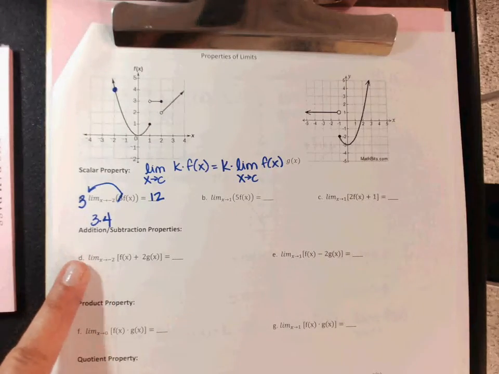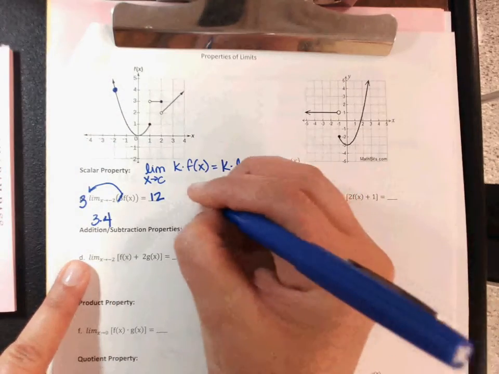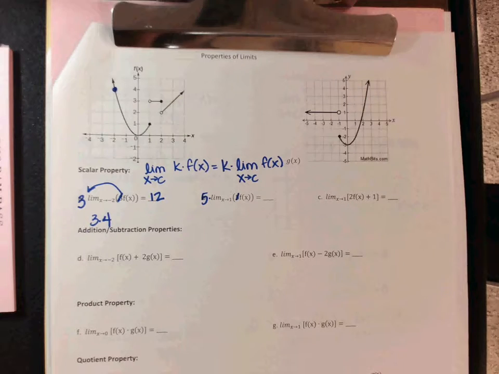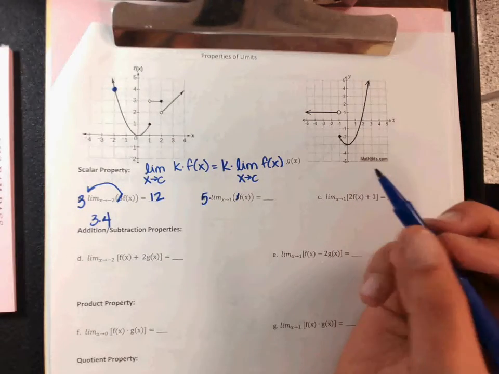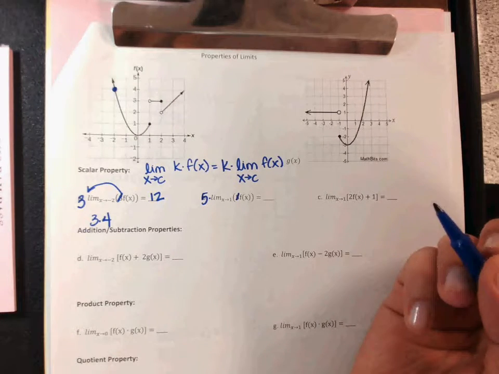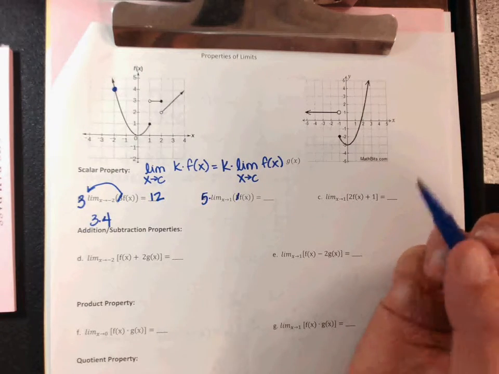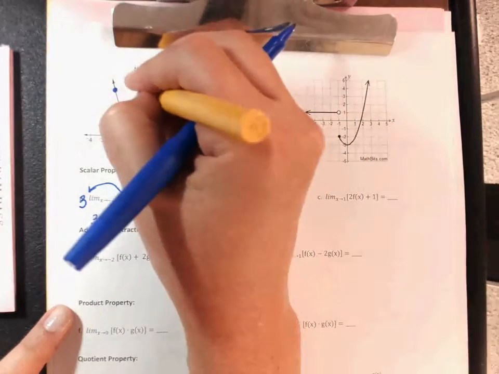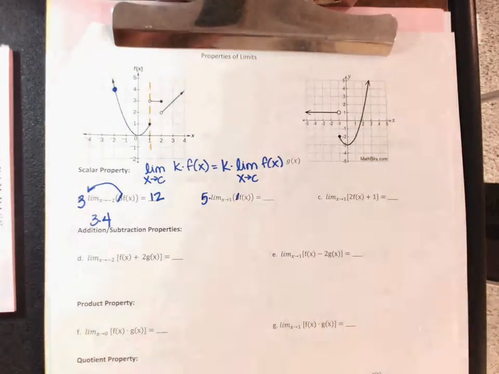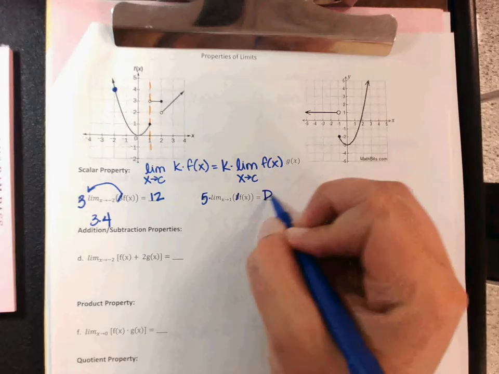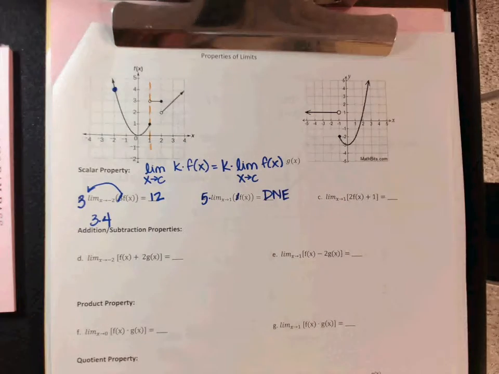Okay, next one. We're going to take our 5, cross it out, move it to the front. We're going to find the limit without the 5, and then we'll multiply at the end. As x approaches 1 for f of x, what are my y values approaching? Are they the same? No, look at 1. What happens, right? My left side was 1. But my right side was 3, that means the limit doesn't exist. So even if there's a constant in there, that's not going to fix the problem. Your left and right limits were different numbers, okay?